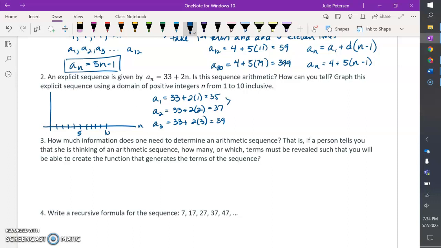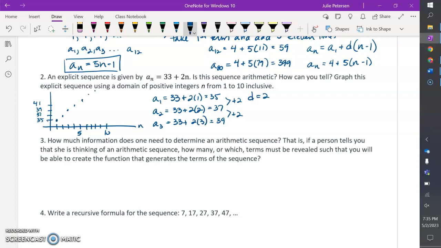So I can look at this and say, well, this is going up by 2, this is going up by 2. That tells me my common difference is 2. And you can see where that is in the equation. It's in front of the n. So as we look at this, we'll look at the graph to see how it's arithmetic. So let's just make this 35, and then we'll have these go up by 2. 37, 39, 41, and on and on.